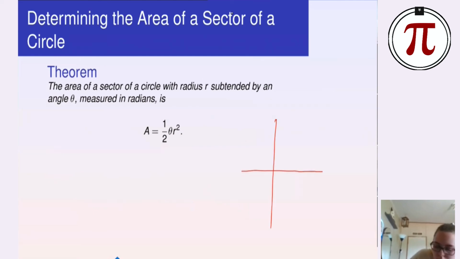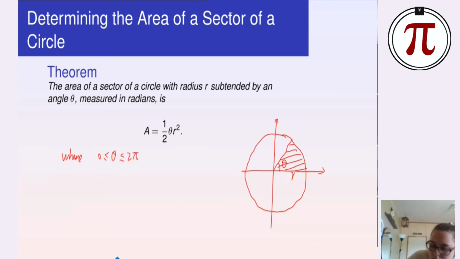So again, I'm going to make a simple sketch here. Say that this is theta and this is the sector, where theta is between 0 and 2 pi, less than or equal to 2 pi. This is called the area of a sector of the circle. So A equals 1/2 theta r squared.